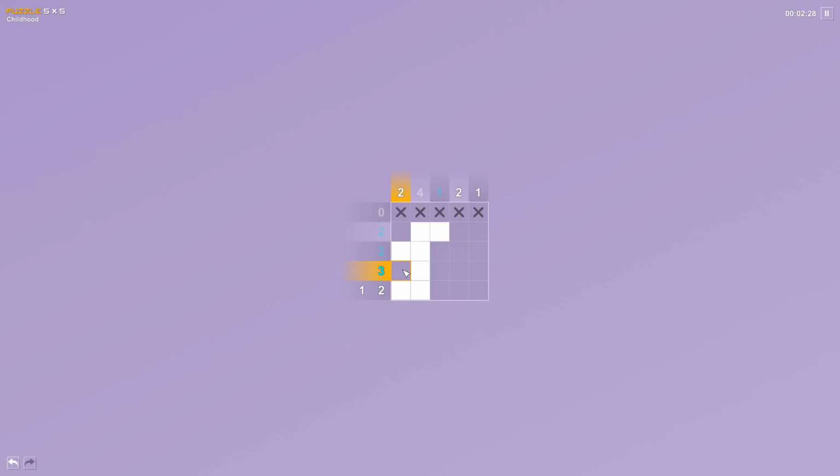So this says 3, so there has to be 3 numbers. So I guess we're gonna go backwards, like that. I don't know if that's even right. Then we can exit that one. Oh, crap. There has to be 2 in this row, though. I don't understand.